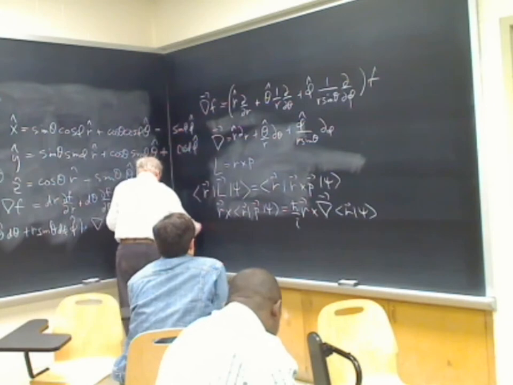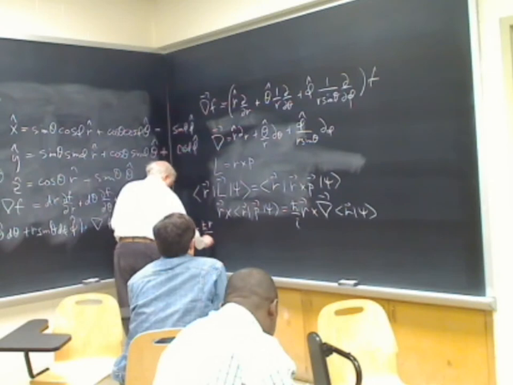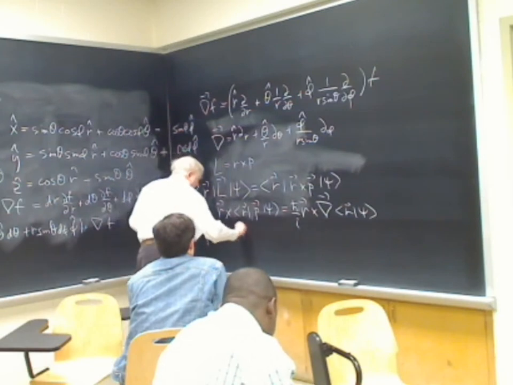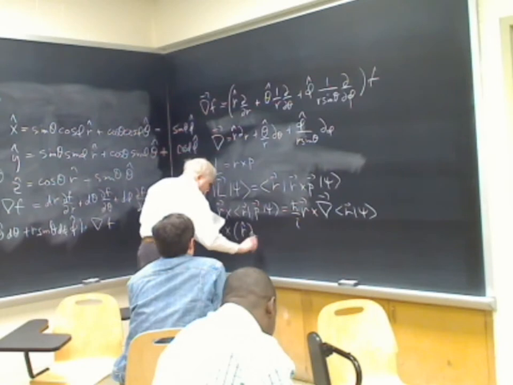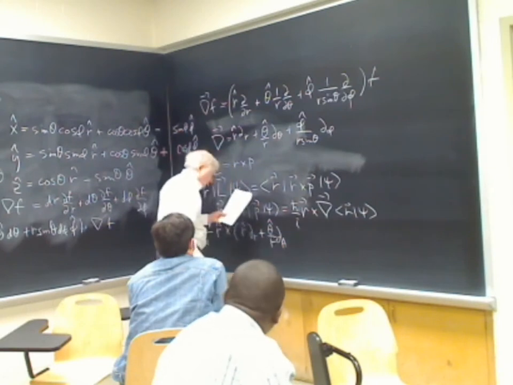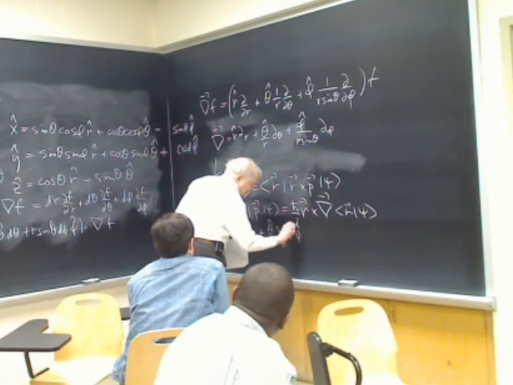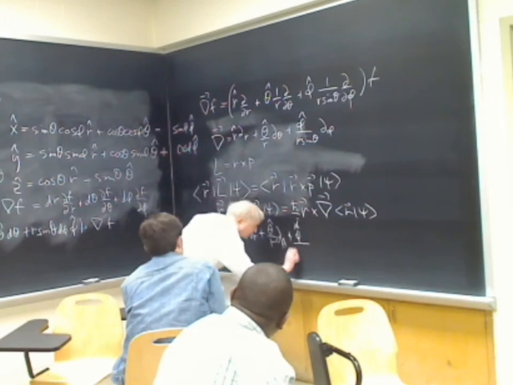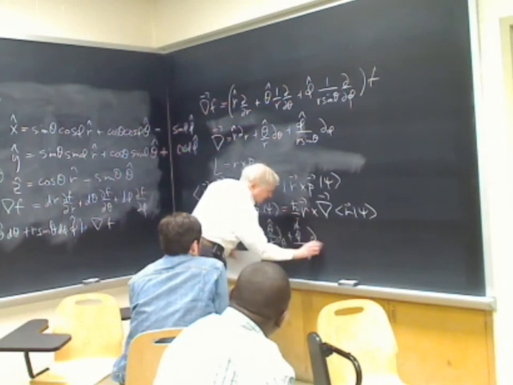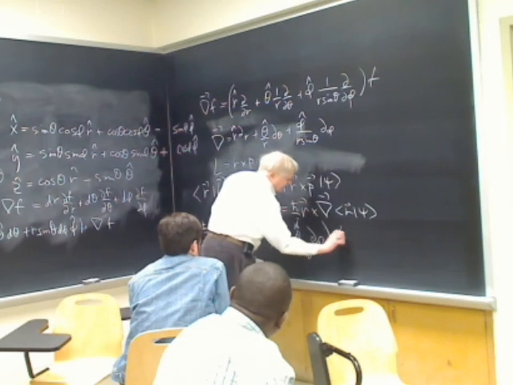So what this is, h bar, length of r, over r hat cross, and now I'm using the gradient here. And the gradient is r hat partial r plus theta hat over r partial theta plus phi hat over r sine theta partial phi, all of that acting on the wave function.